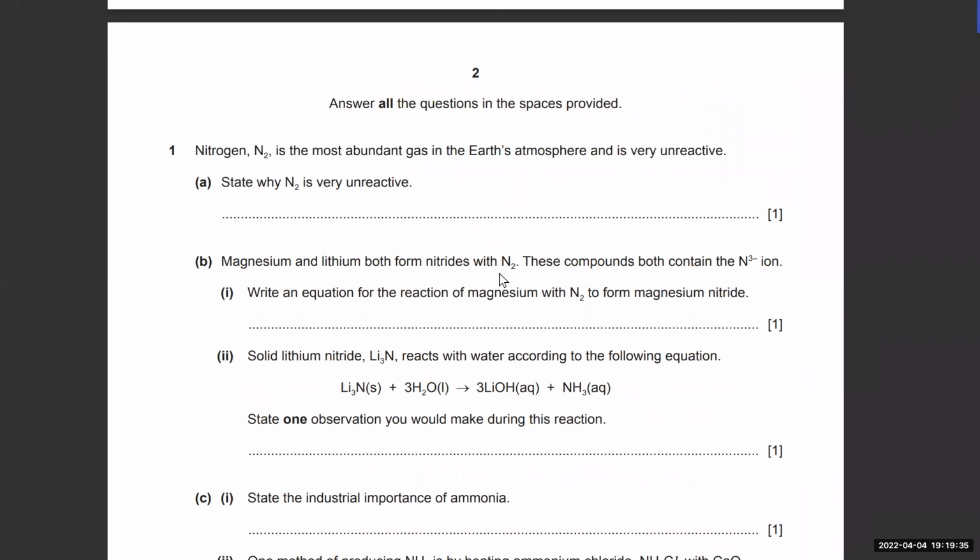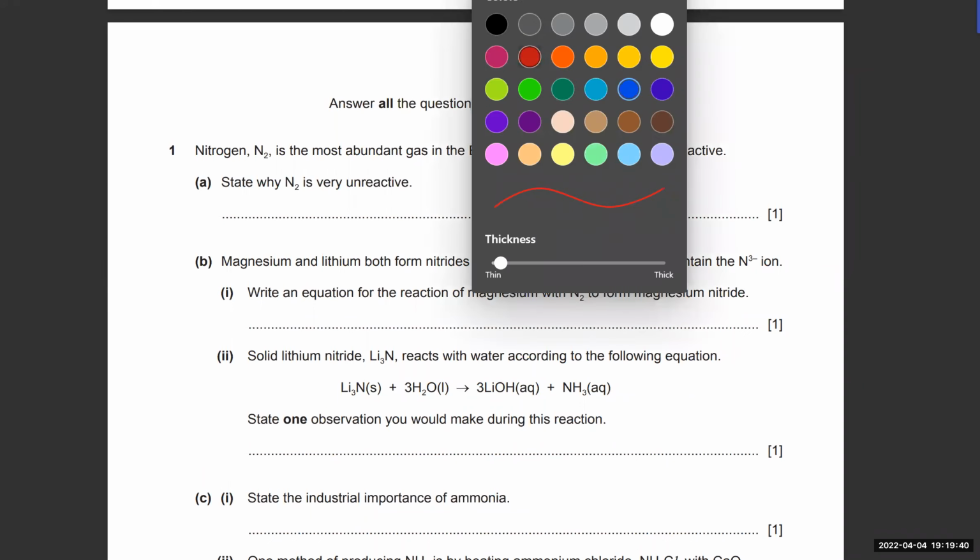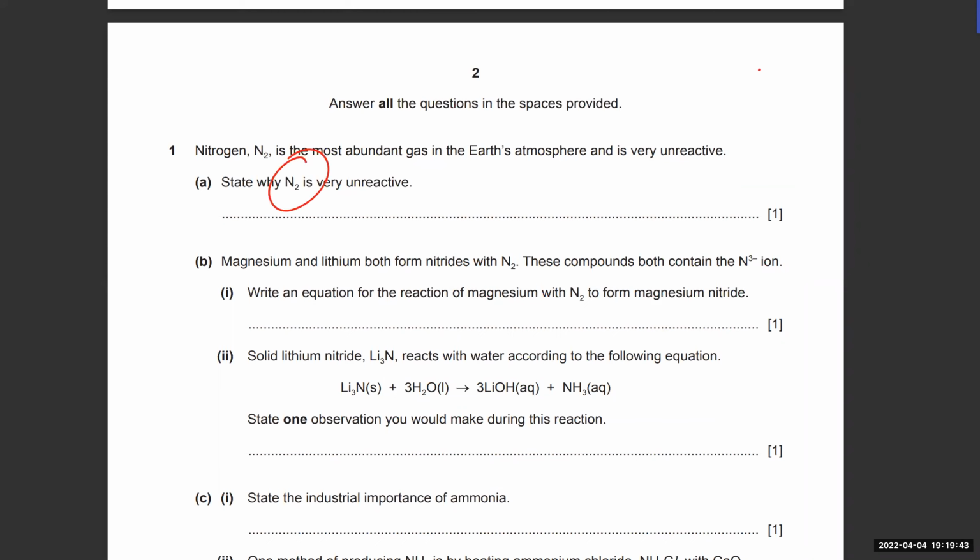So starting with the first question. The question is, why is N2 so unreactive? And the answer to that is that it's got a very strong triple bond and has high bond energy. And it's non-polar as well. It's very hard to break the bond. Plus, it's non-polar, so it doesn't really attract other molecules very strongly.